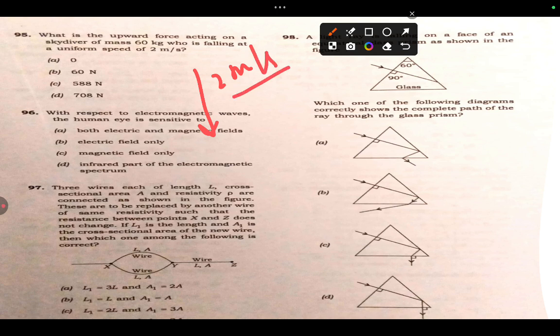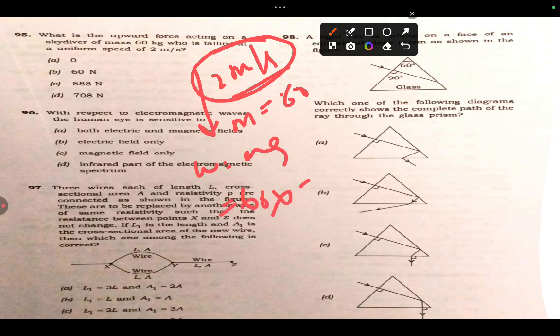That is the speed, and the mass is 60. But here we need to find the downward force, so there is no use of the speed. Downward force equals W equals mg, where m equals 60 and g is 9.8. After calculation you will get 588.